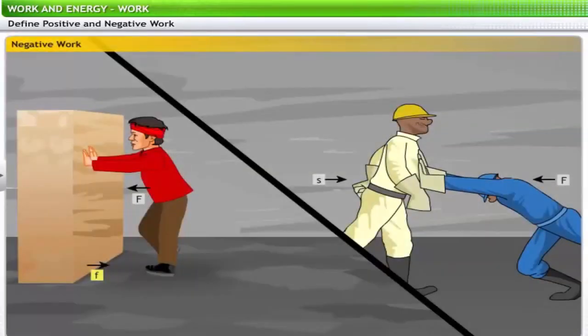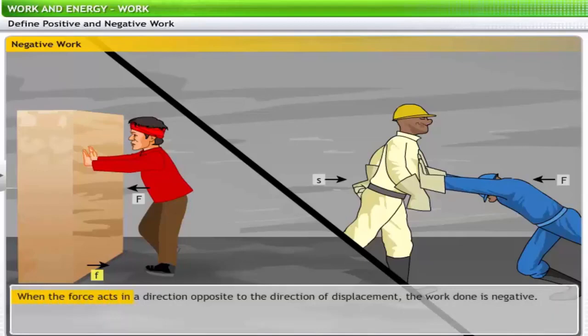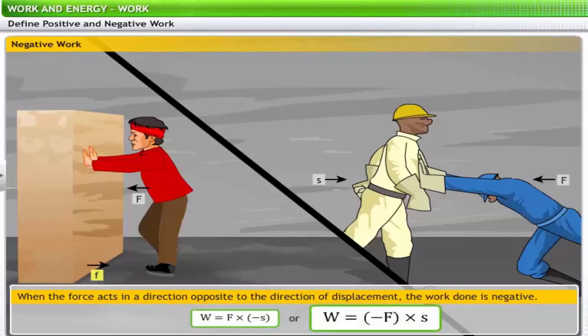So we can say that when the force acts in a direction opposite to the direction of displacement, the work done is negative. In such situations, the work done by the force F is taken as negative and denoted by the minus sign. The work done by the force is the product of F and minus S, or the product of minus F and S.